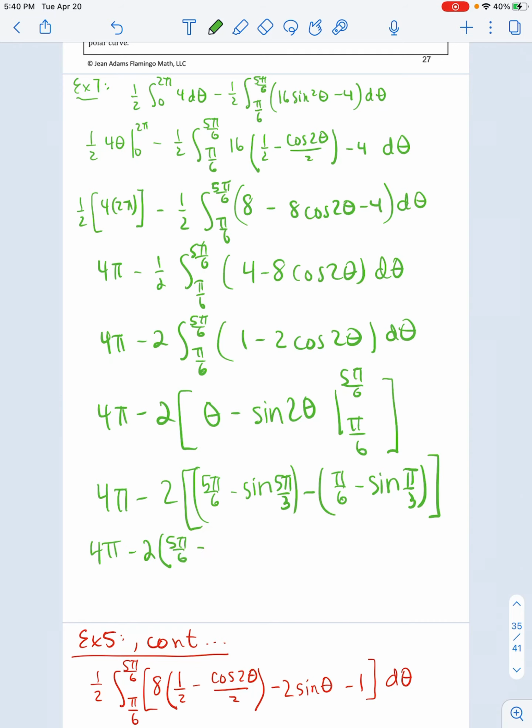I'm writing too big. Sine of 5 pi over 3 is in the 4th quadrant, and sine is negative in the 4th quadrant, 60-degree reference angle. So this would be -√3 over 2.